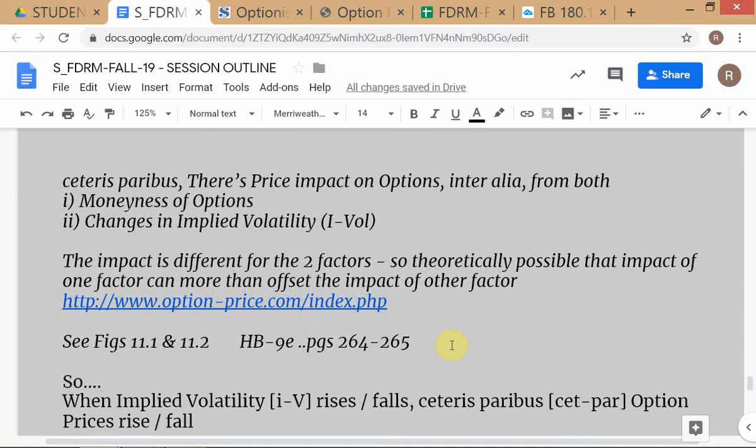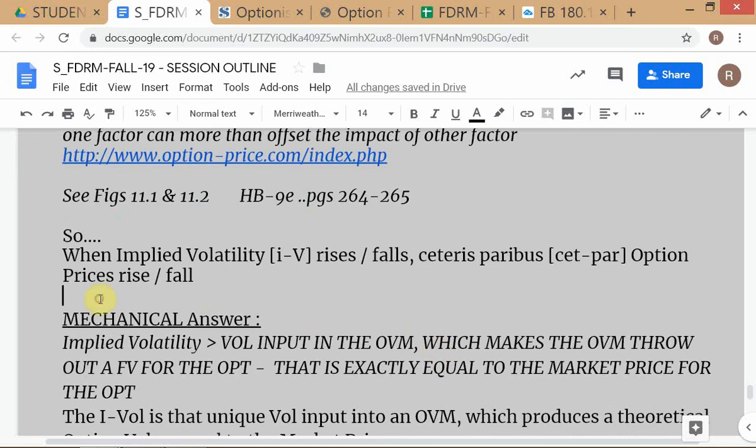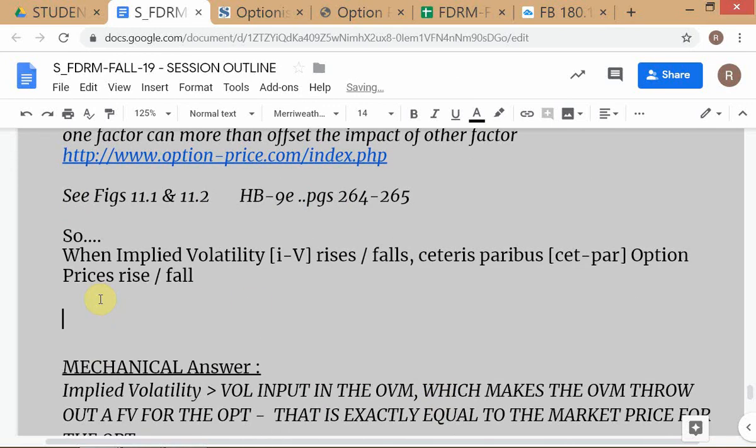Okay. So what are we, session outline here? We are talking about this. So in between, before the mechanical answer, I'm just going to write a little bit here about the Gordon growth model. Okay. So what is the endogenous variable in the Gordon growth model? Anybody remembers? Value of the stock. Okay.